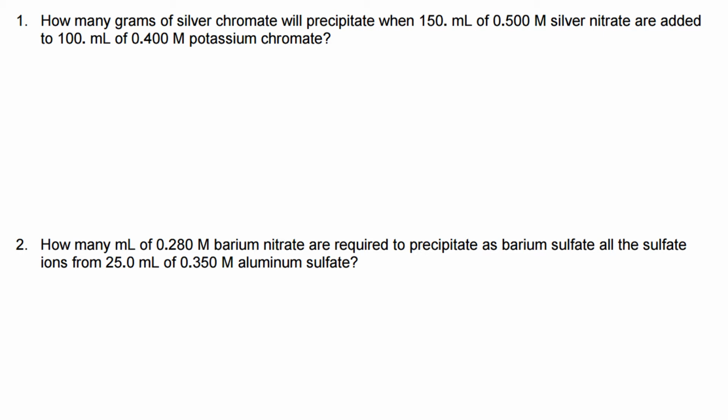The first question reads, how many grams of silver chromate will precipitate when 150 milliliters of 0.5 molar silver nitrate are added to 100 milliliters of 0.4 molar potassium chromate? We need to come up with the equation first. So this will be silver nitrate reacting with potassium chromate. This is an example of a double replacement reaction, which will form potassium nitrate and silver chromate.